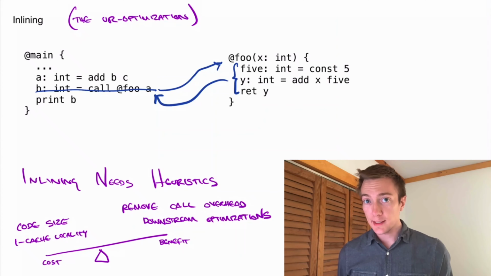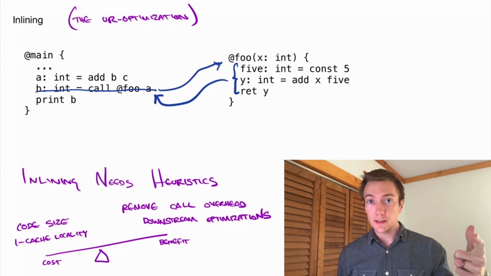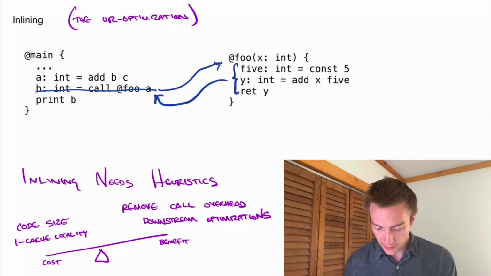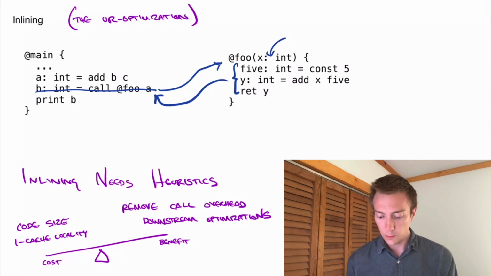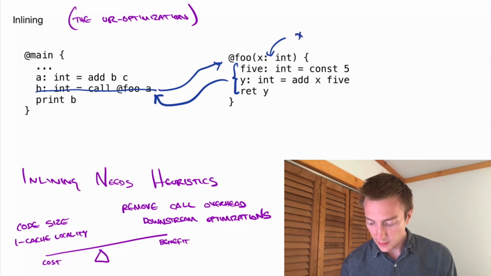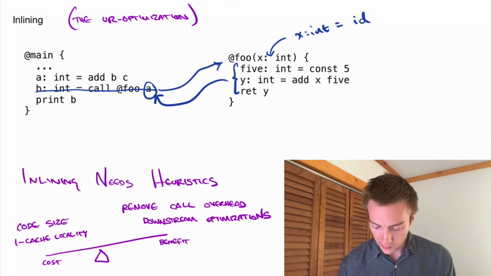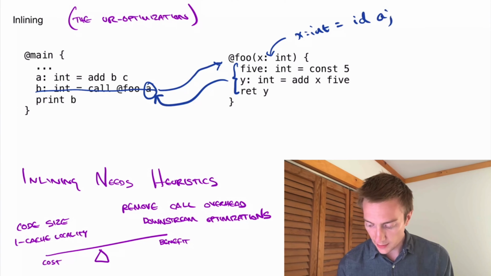I think there's three main steps. You have to deal with the arguments, the return values, and then finally you have to deal with the rest of the variable names. So for the arguments, I feel like the easiest way to do it is just to implement this argument with a move, that is, with an ID instruction from Brill. So I'll just say x:int equals id, and then I'll get the argument from here. So I'll say a.